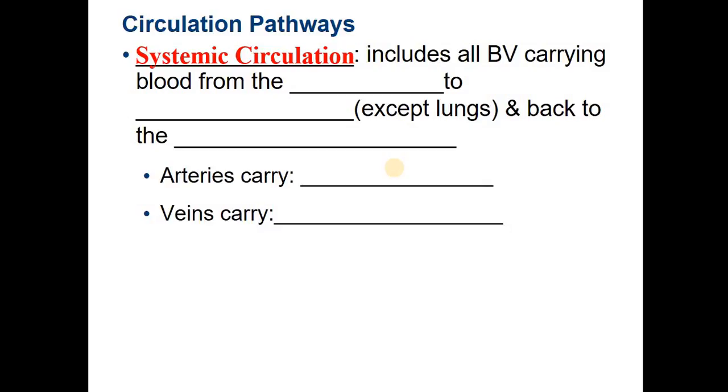This includes all blood vessels carrying blood from the left ventricle to the body tissues, except the lungs, and back to the right atrium. So this is your left side of the heart working to pump that blood from the left atrium to the left ventricle to the aorta to your arterioles, into that capillary bed. And then going to the venules, the veins, the vena cava, back to the right atrium. So in the tissues is where you dropped off that oxygen that was picked up in the lungs.